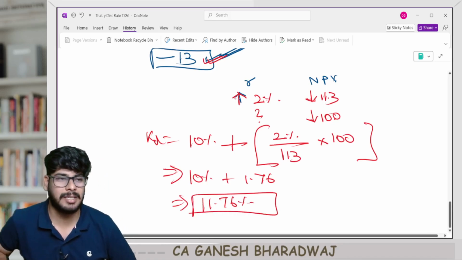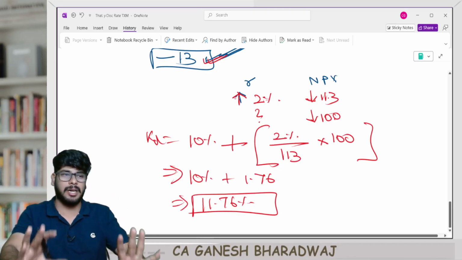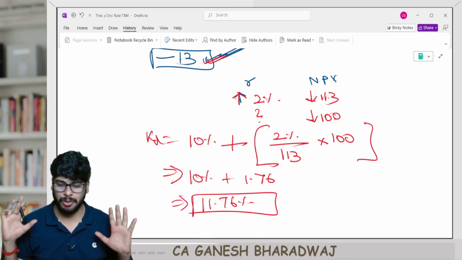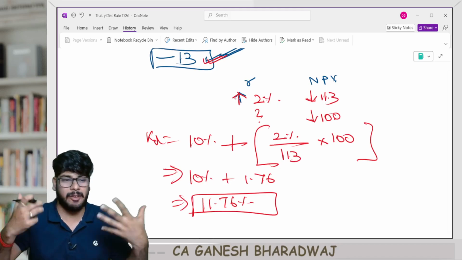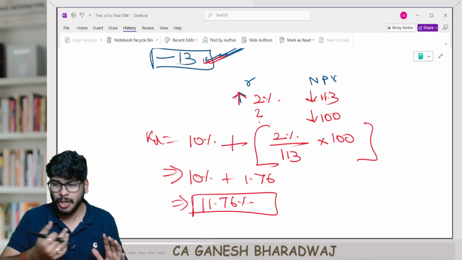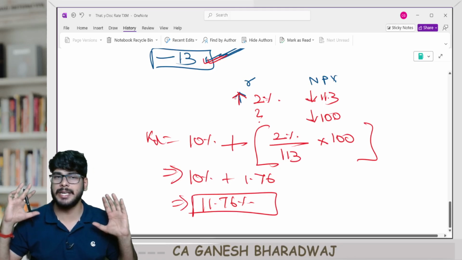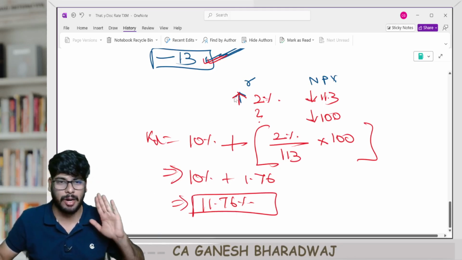Are you able to understand this? Normal IRR calculation is what we have done here. Okay, you guys are able to follow this. Don't worry, I'll be giving you all these running notes. You need not worry about it. Just focus on whatever I'm teaching here. That's more than enough. Are you able to understand?